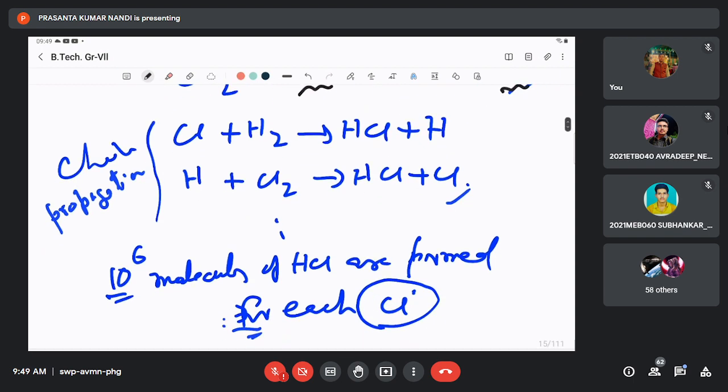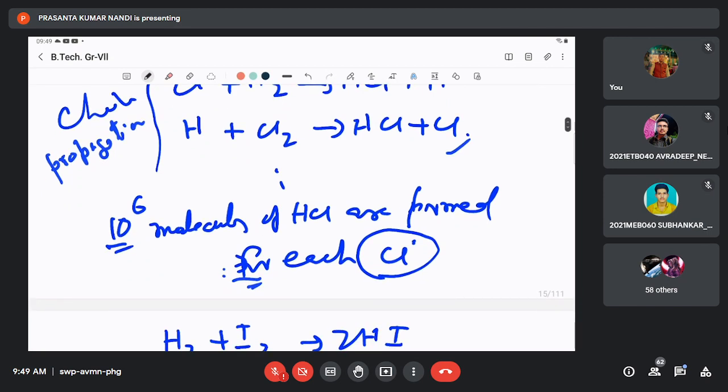And it is written that 10 to the power 6. What is the importance of chain reactions? You see, about 10 to the power 6 molecules of HCl are formed from each chlorine free radical. For each chlorine free radical, it is efficient to produce 10 to the power 6 product molecules, that is HCl. So how efficient the chain mechanism is, you can learn from here.